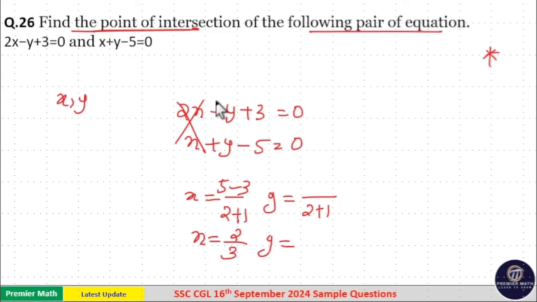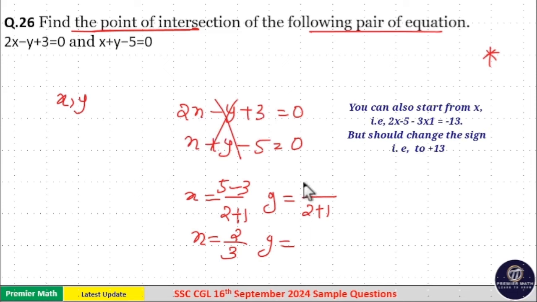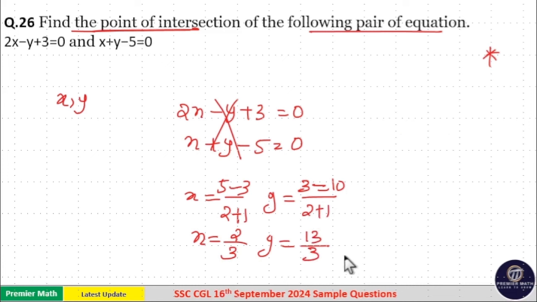Then to find y, leave y and take x and the constant terms. Now you are leaving y. Next is 3, so take 3. 3 into 1 is equal to 3, minus 2 into minus 5 is equal to minus 10. So 3 minus minus 10 will become 13. Now y is equal to 13 by 3. x is 2 by 3 and y is equal to 13 by 3. This is like solving linear equations.